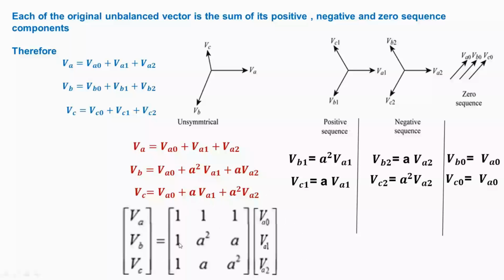[VA, VB, VC] is equal to the matrix [1, 1, 1; 1, A square, A; 1, A, A square] times [VA0, VA1, VA2]. This gives the unsymmetrical components of voltage in terms of the symmetrical components of voltage. Suppose the symmetrical components of voltage are known; then by using this matrix, we can calculate the unsymmetrical components of voltage.